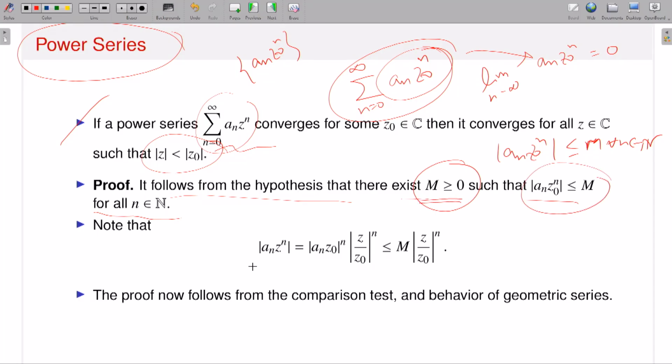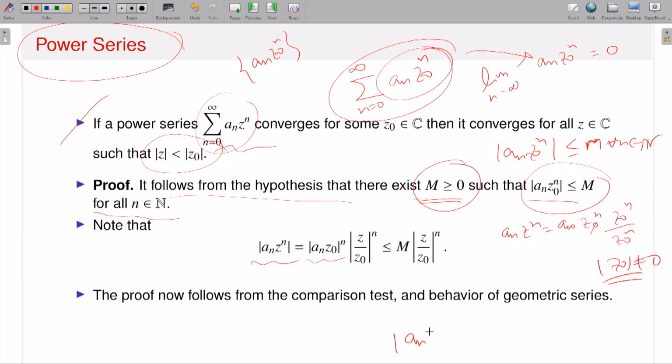Then what I am doing, I am estimating a_n z to the power n, which is a_n z naught to the power n, then z by z naught. So I am just multiplying by z naught and taking the division. So that means a_n z to the n is the same as a_n z naught to the n times z to the n divided by z naught to the n. You can have it because z naught is non-zero. I assume it, okay.